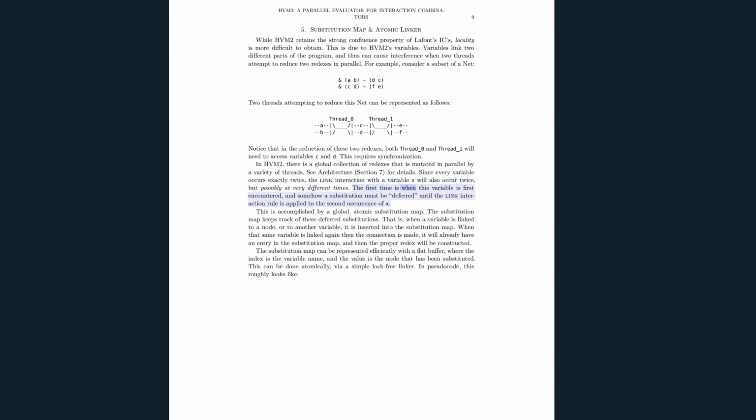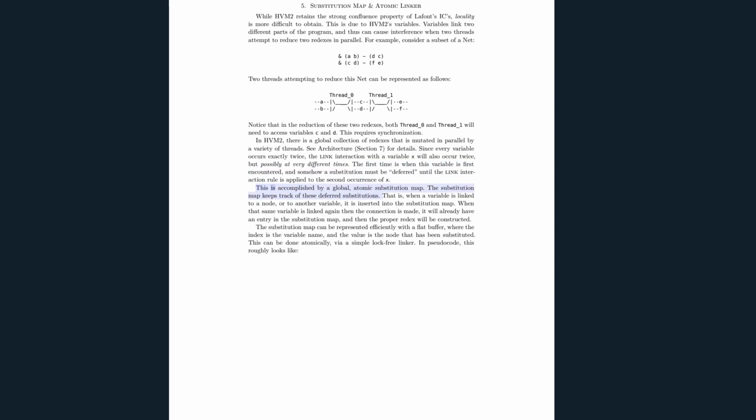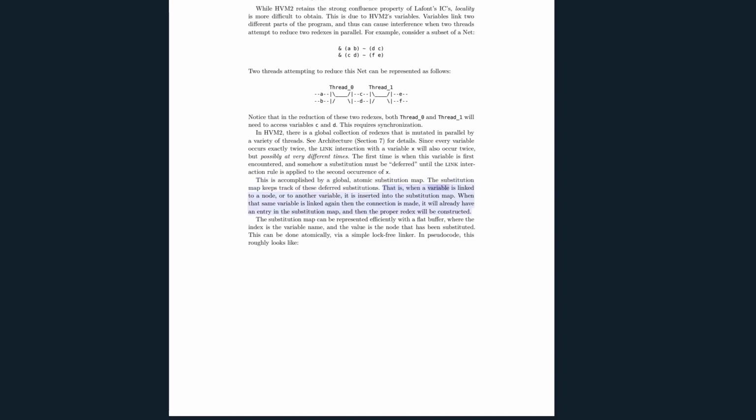The first time is when this variable is first encountered, and somehow a substitution must be deferred until the link interaction rule is applied to the second occurrence of X. This is accomplished by a global atomic substitution map. The substitution map keeps track of these deferred substitutions. That is, when a variable is linked to a node or to another variable, it is inserted into the substitution map. When that same variable is linked again, it will already have an entry in the substitution map, and then the proper redex will be constructed.